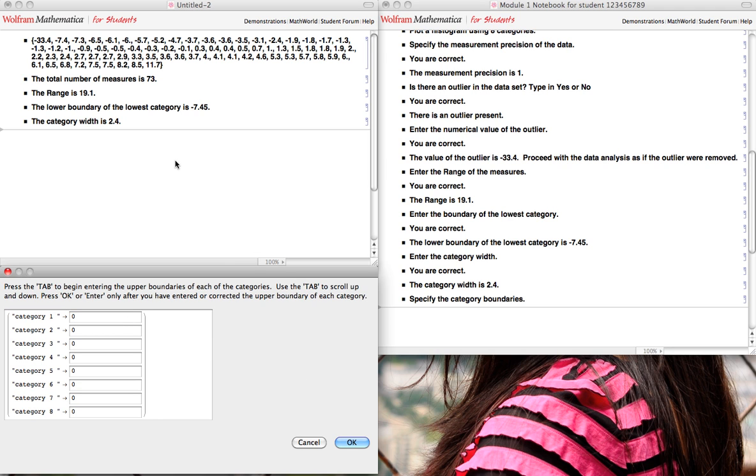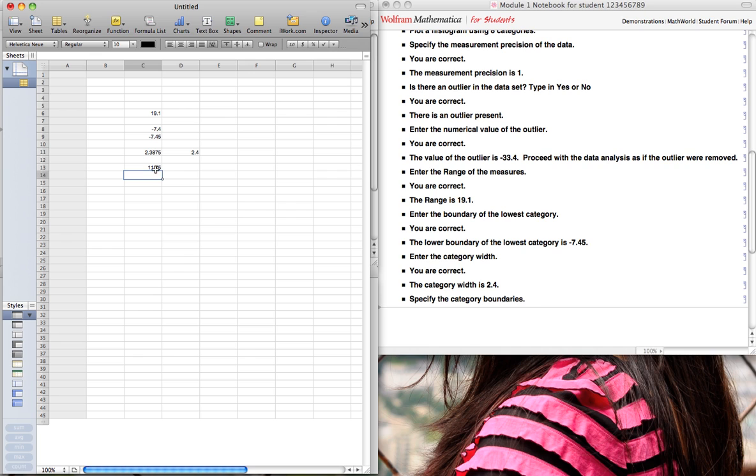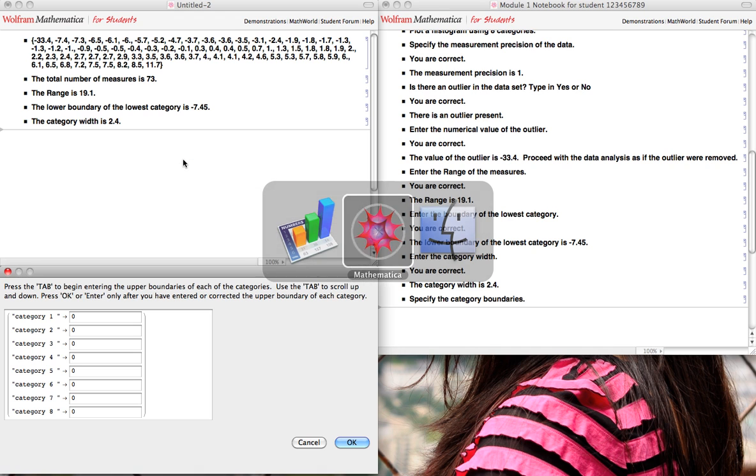Now if 2.4 wasn't enough, what I would have to do is increase the width, 2.4, by the measurement precision until the upper category boundary was larger than my largest number. So I would have to increase this to 2.5, and then if that wasn't enough, to 2.6, until I had a large enough width. But anyhow, it was enough in this case.